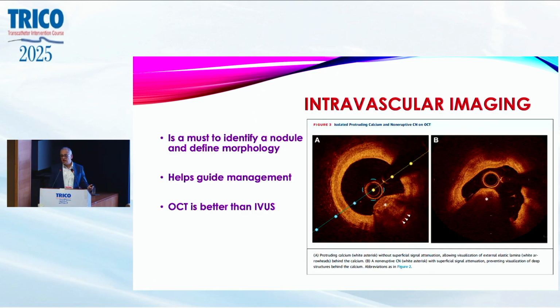So again, I re-emphasize intravascular imaging is a must. You will see, for example, here, the extent of calcium, the lamina, the external elastic lamina here, and you can't see the deeper calcium there at all.